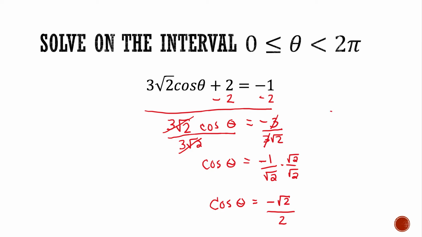All right, so now we're ready to think about our cosine sine chart. Because my value is negative square root of 2 over 2, I can see that I'm going to need a second quadrant answer and a third quadrant answer. Let's find them, and remember that we find them by thinking about where it is in the first quadrant. So where is cosine equal to square root of 2 over 2 in the first quadrant?